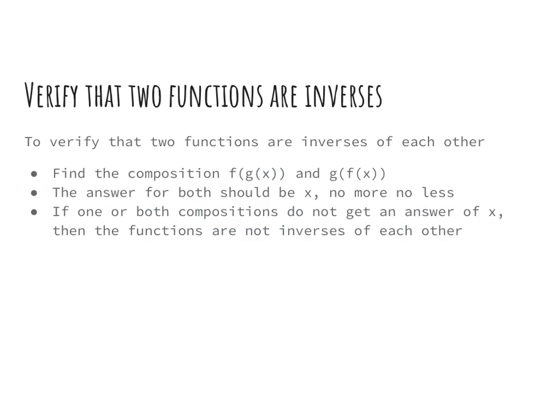The last thing we're going to talk about is we're going to verify that two functions are inverses of each other. So in order to do that, we need to do compositions f of g of x and g of f of x. And for both of those, the answer that we should get should be just x. Nothing more, nothing less, just x by itself. And that should be true for both. So if one or both compositions don't get that answer, then they're not inverses of each other. So if you do the first one and you get something other than x, you don't have to bother doing the second one because they're not inverses.